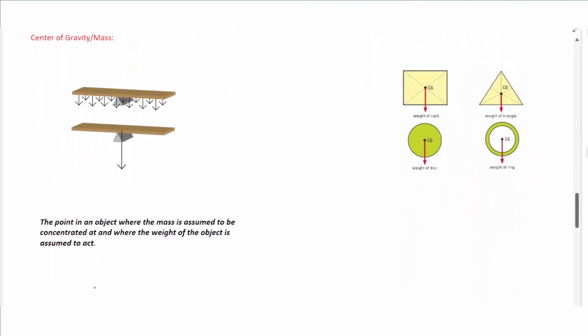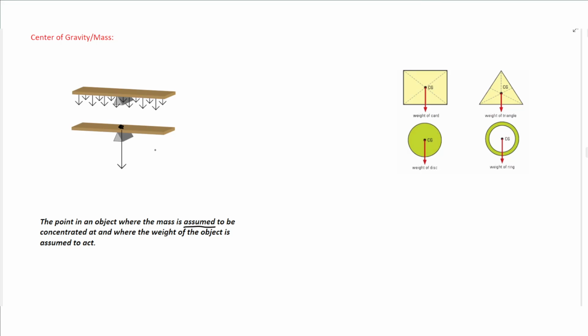Okay. The next part is called center of gravity. The center of gravity, or the center of mass, is the point in an object where the weight is assumed to act, or where the mass is assumed to be concentrated. It is not the point where the weight actually acts. The weight is actually distributed, or the mass is actually distributed. We assume that the weight acts at this point because the moments balance at this point. If you balance the object on the center of mass, it will not rotate. This is another application of the principle of moments.